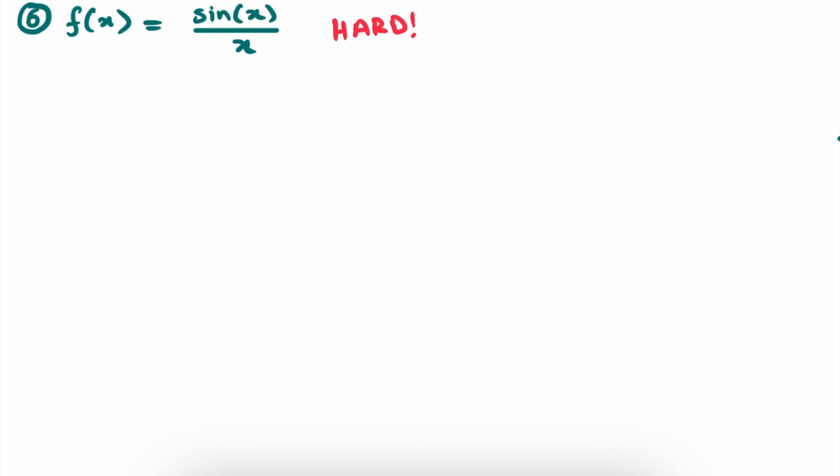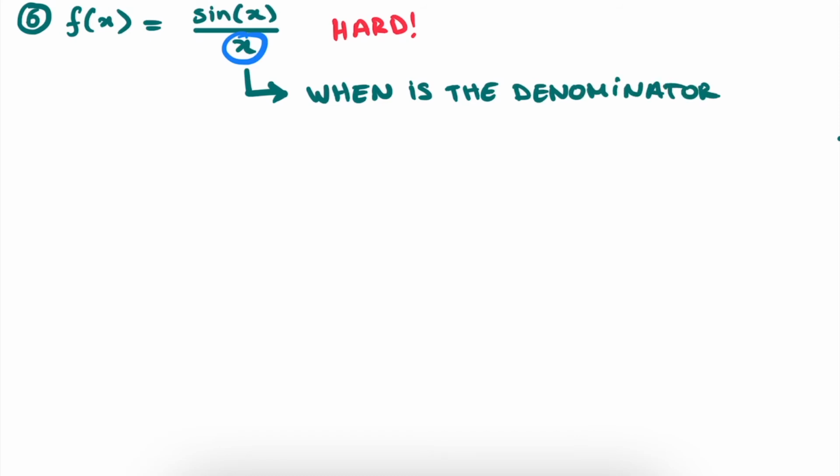To find the domain, the first thing that you should notice is of course this x in the denominator. And this in a sense is good news because you know that whenever there is an x in the denominator, the question you should ask yourself is, when is the denominator 0? Because if the denominator is 0, then we divide by 0 and this is invalid. And thus these x's are not part of the domain.